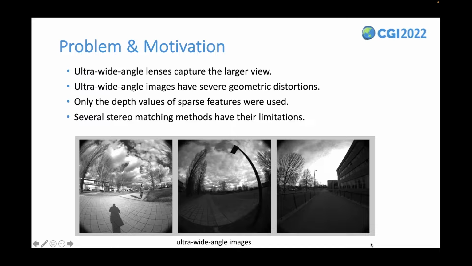First, the images have severe geometric distortion, so many standard stereo matching algorithms need to rectify the image, which needs to loosen the view coverage. Second, 3D reconstruction algorithms only utilize the sparse features of the wide-angle images. The rich information contained in the image is omitted.